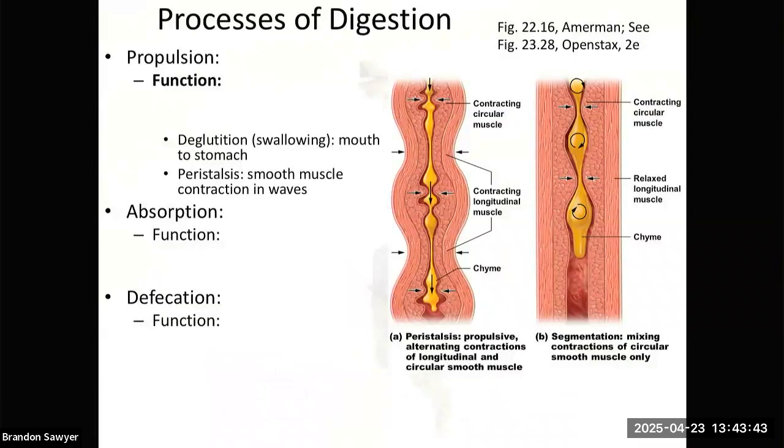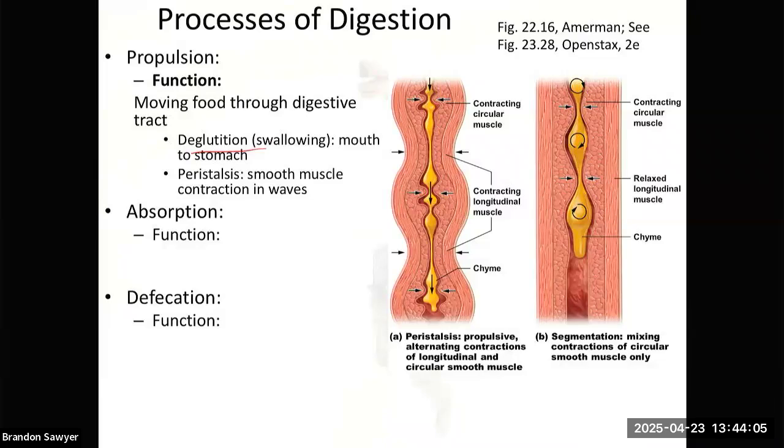Okay, so a couple more processes. We have propulsion, absorption, and defecation, right? So propulsion is going to be pushing food through the digestive tract, so moving it through. The one we'll talk about today is called deglutition. Deglutition is just swallowing, that's getting food from our mouth into our stomach.